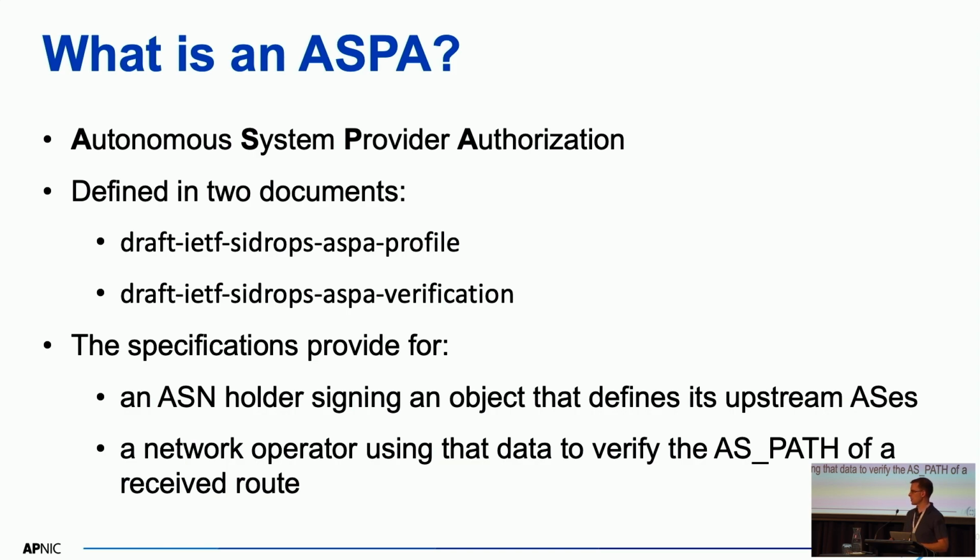Other network operators can then retrieve those objects from RPKI and use them in a route classification process, and that classification process turns routes into being valid or invalid or unknown, similar to how route origin validation works. Valid routes can be preferred to unknown routes, and invalid routes can be dropped. So a similar sort of process there.